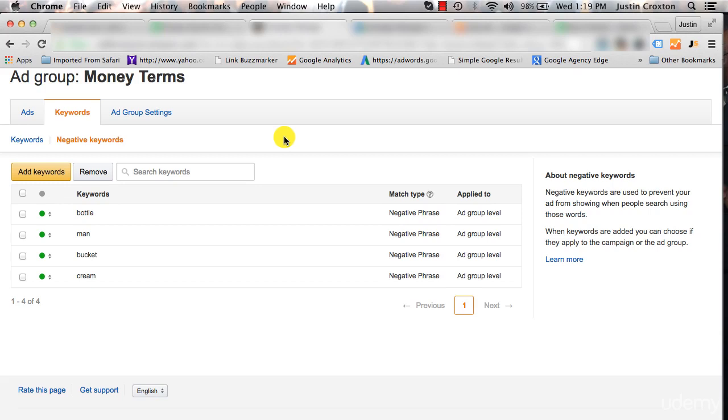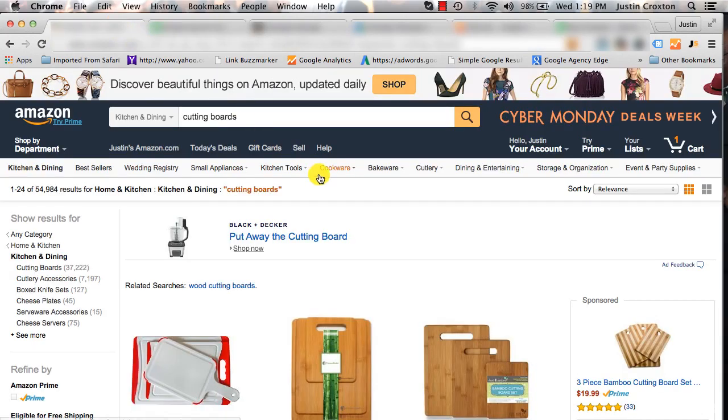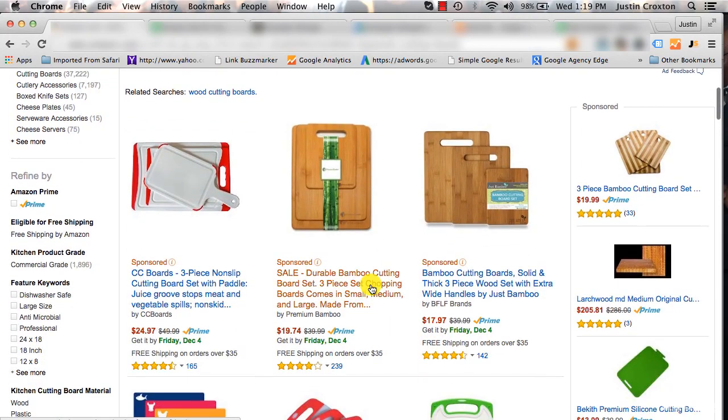I think sometimes we've kind of peppered in and talked about this sparingly throughout the entire PPC course. But here's one that we haven't talked about, which is optimizing your actual campaign. When I say your campaign, I'm sorry, I actually mean your listing.